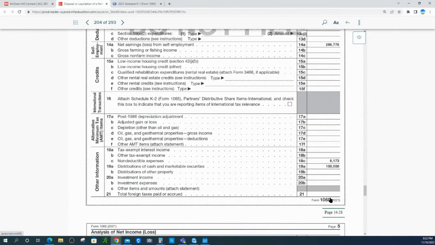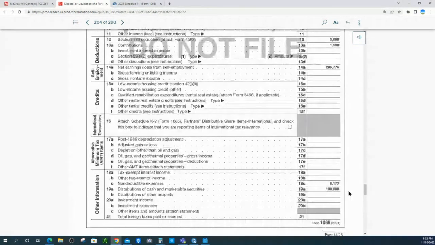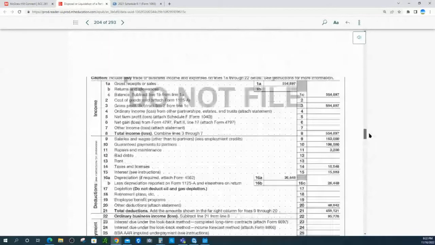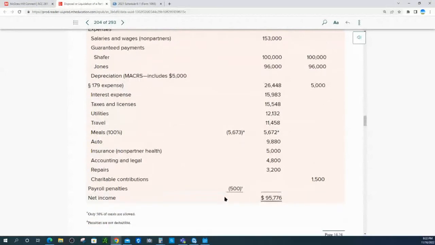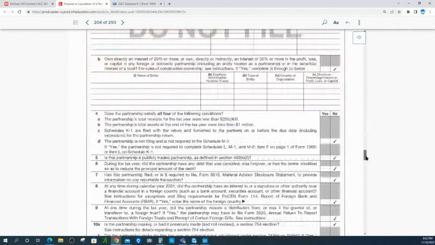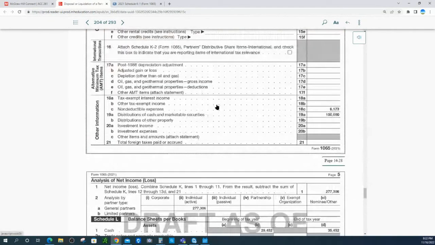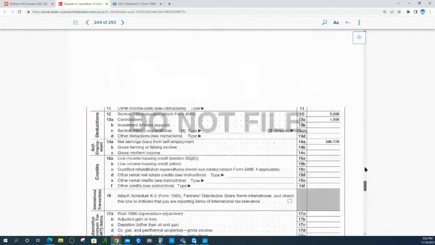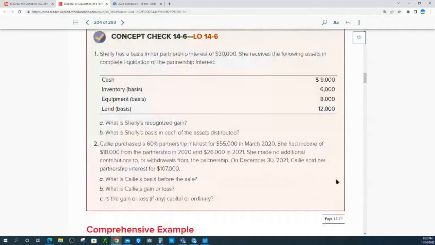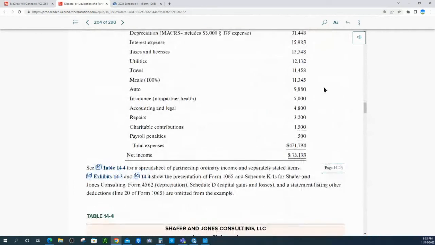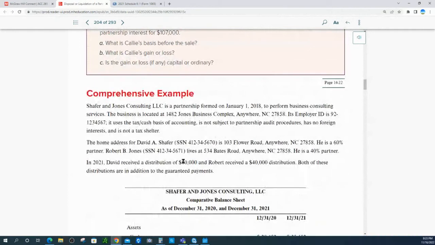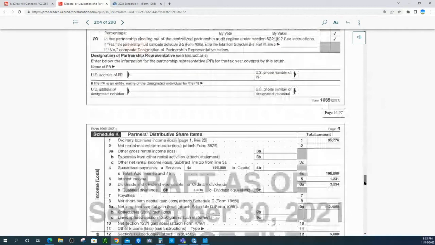Non-deductible expenses were 6173. So those are like the meals, the penalty. What else was included in there? Half of the meals and the penalty. So 5673, so it should be 6173? Yep. And then distributions, $100,000 of distributions. They mentioned that, where did they mention it? Oh, David received a distribution, 60,000, Robert, 40,000. So there's the distributions there.